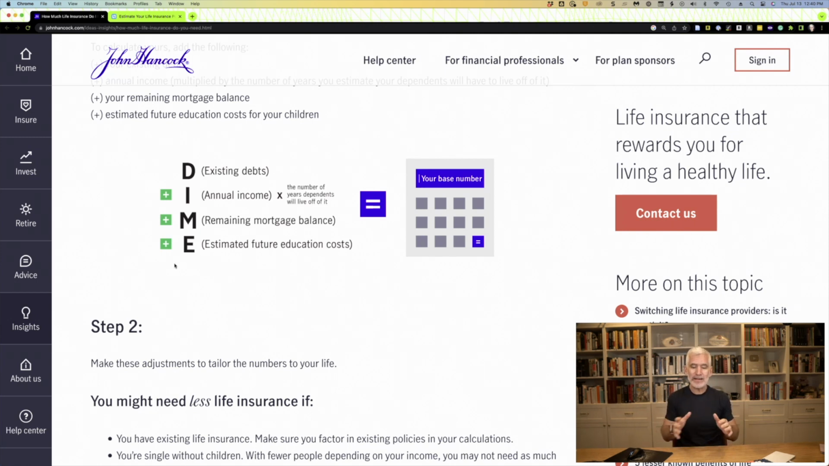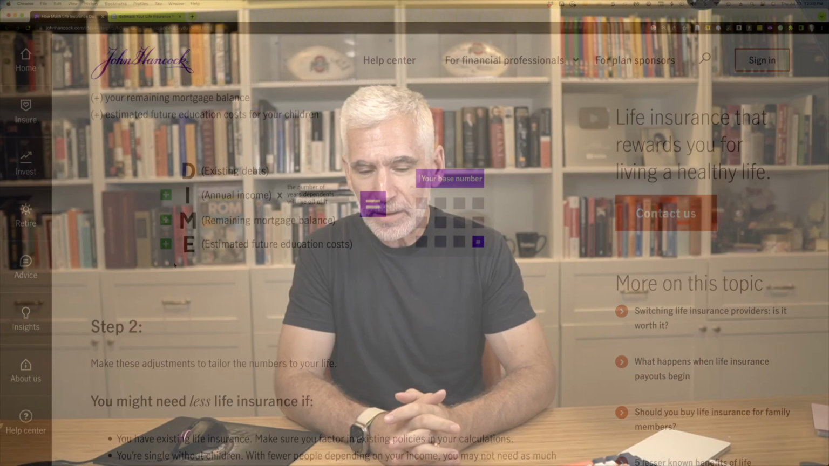And the basic idea is just to make sure we're thinking about all of the different areas in our life where we might need life insurance coverage. Now, I mentioned I add an S to it. And the reason I do that is because I think there's another thing that the DIME method misses. And the S stands for support.